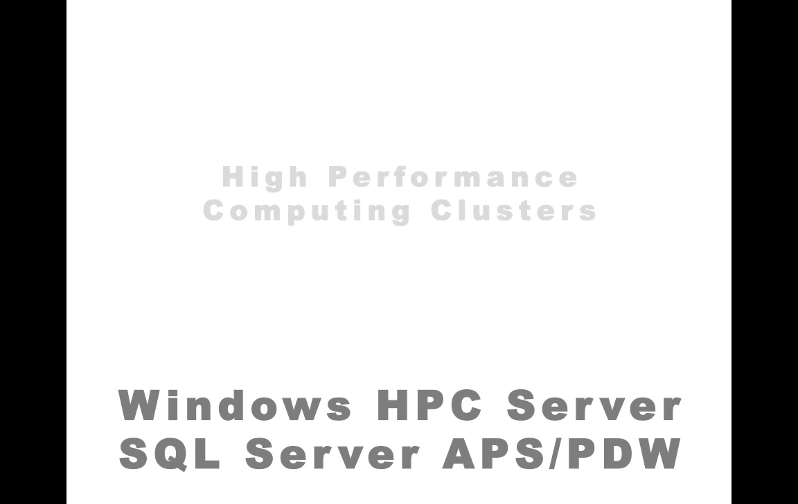An example of a high-performance computing cluster is Windows HPC Server, formerly known as the Windows Compute Cluster Server. Another example of this is Microsoft's appliance version called the Analytics Platform System, formerly known as Parallel Data Warehouse. How it works again is that there are multiple servers in the cluster, and the workload is broken down into smaller pieces or smaller chunks and redistributed across all of the servers for them to process in parallel.